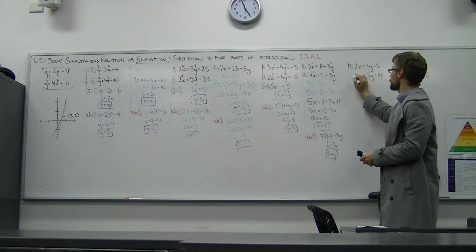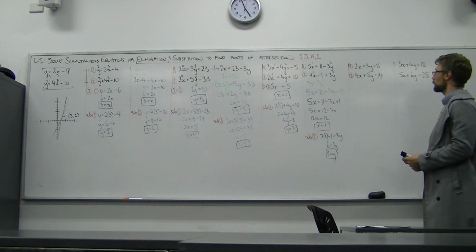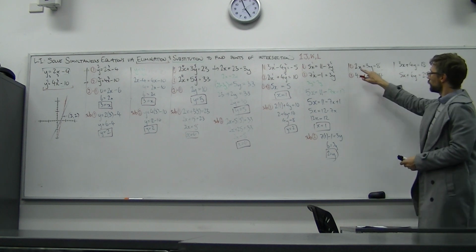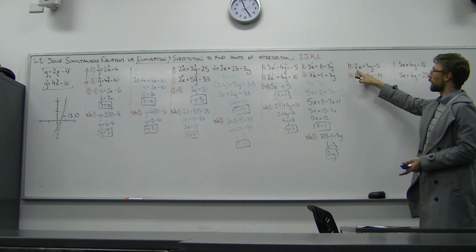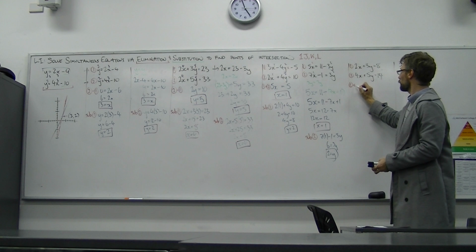Okay, equation 1, equation 2. What do we notice? Well, the x's don't match, the y's don't match. Well, what could we do? Well, I could turn this 2 into a 4 by multiplying everything by 2. So let's do that. Equation 1, multiply it by 2.